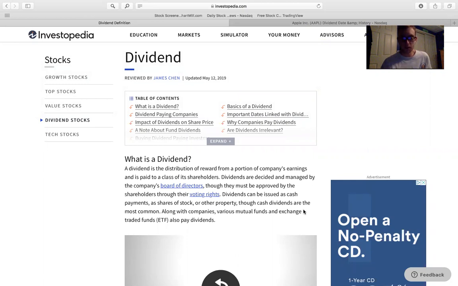This one surprised me. A lot of people didn't know or couldn't grasp this concept, but I'm going to break it down really quickly, hopefully painlessly. So this one's going to be about what is a dividend.